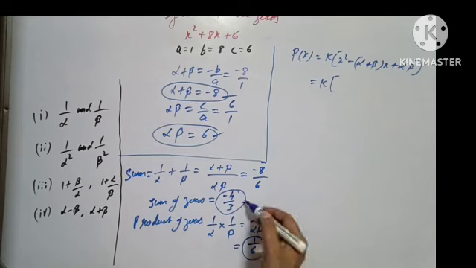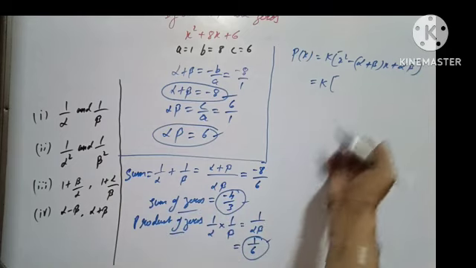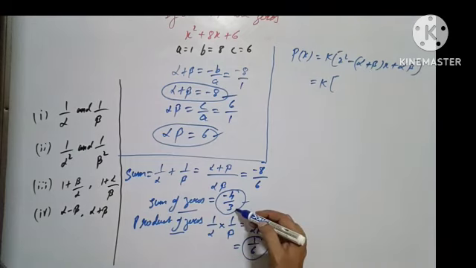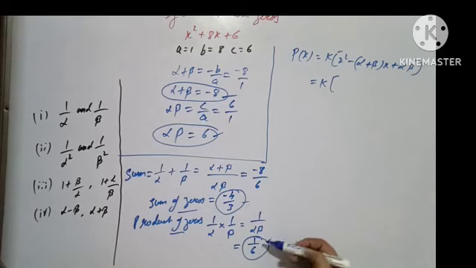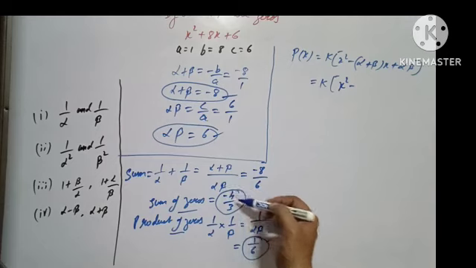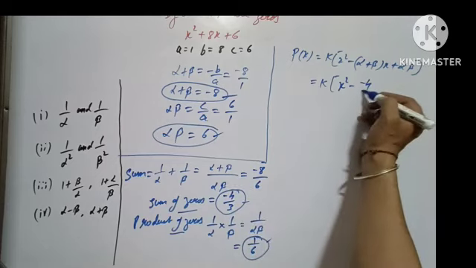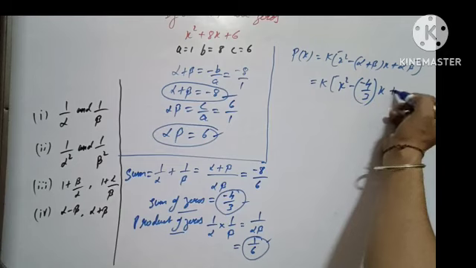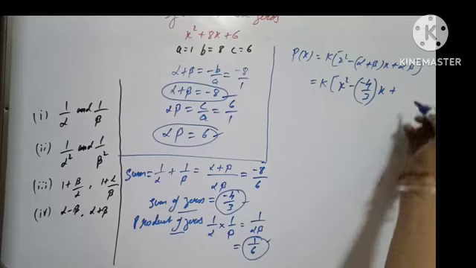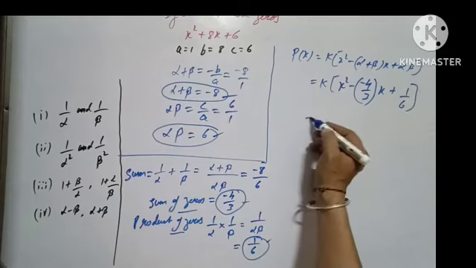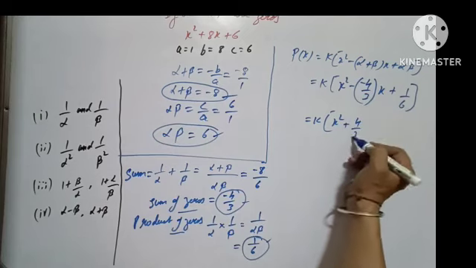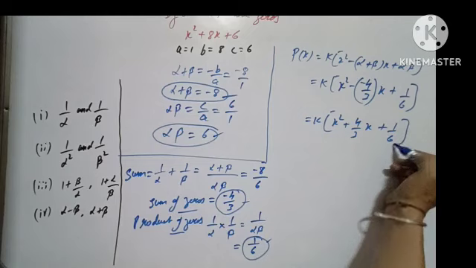We shall substitute these two, sum of zeros and product of zeros, in the equation. That is, sum of zeros alpha plus beta value is minus 4 by 3, alpha beta value is 1 by 6. Okay, k into x square minus alpha plus beta, which is minus 4 by 3, of x plus alpha beta, that is product of zeros, 1 by 6. So k into x square plus 4 by 3x plus 1 by 6.